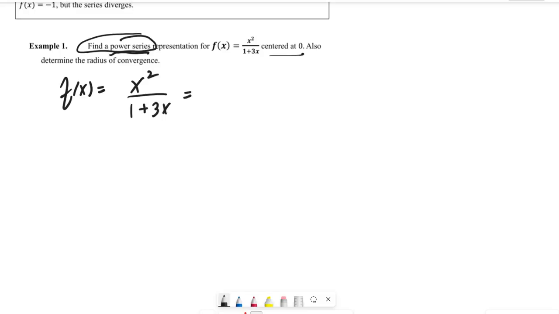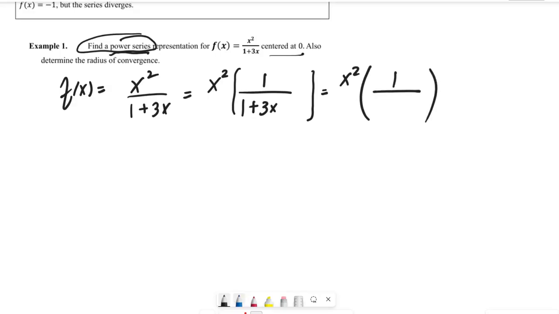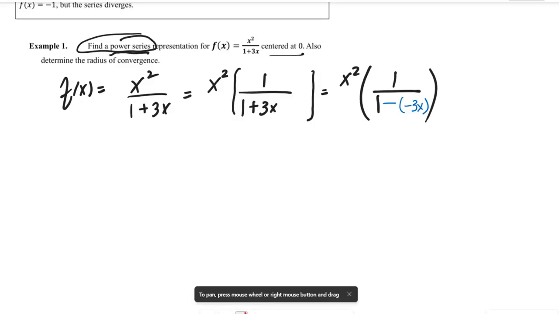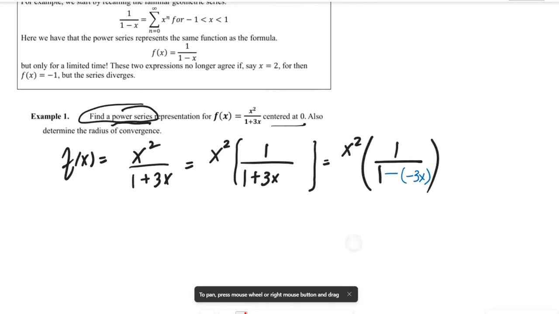I'm going to manipulate it a little bit so I can work with it. It's x squared times 1 by 1 plus 3x. It's the same thing, I'm just writing it differently. Now this is a plus sign, but I want it to be a minus sign. So I want to write it as 1 minus negative 3x. It's still positive, I'm just writing it with two negatives, right? 1 minus, negative 3x.